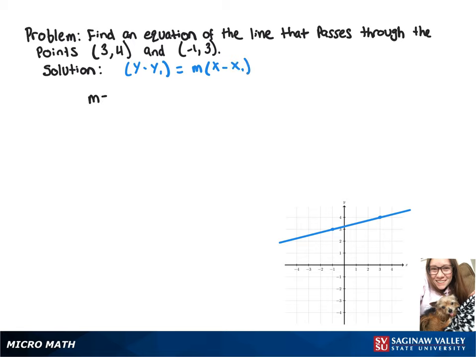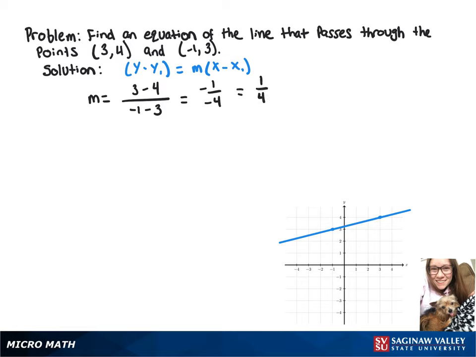So we'll do 3 minus 4 over negative 1 minus 3. And that gives us negative 1 over negative 4, or just 1 over 4.